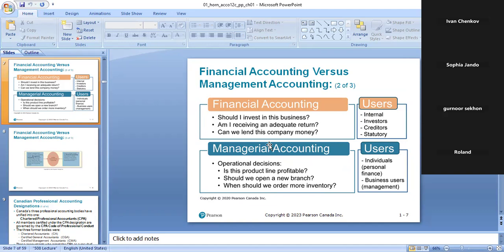For financial accounting, we have so many courses: Principles 1, Principles 2, Intermediate 1, Intermediate 2, and Advanced Financial Reporting. We have 5 courses. On the managerial accounting side, we have only 3: Introduction to Managerial Accounting, then Intermediate Managerial Accounting, and Advanced Managerial Accounting.